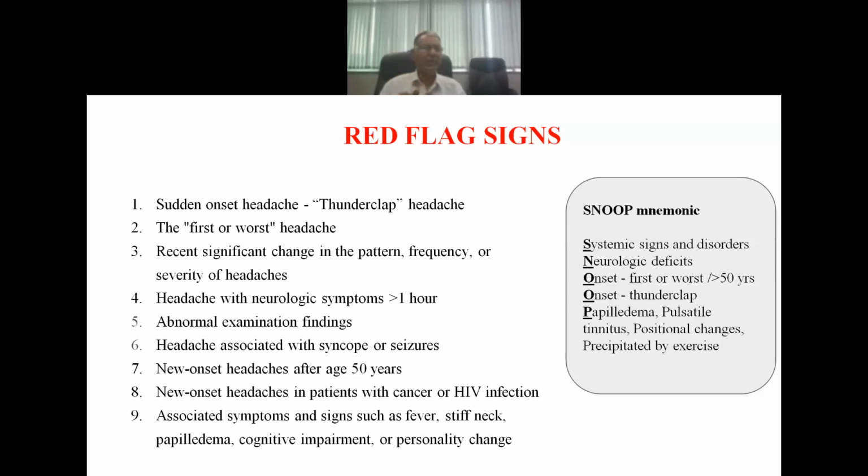Recent significant change in the pattern. The patient has been having headache for the last 8 or 10 years. Probably it was fitting with the diagnosis of migraine, but suddenly in the last 2 or 3 months, the patient started having severe excruciating headache along with some other symptoms. Think that probably you are encountering another diagnosis in the background of migraine. So don't ignore it. Headache with neurological symptoms, I will be talking about once again. Abnormal examination finding: the patient comes with a 3 months history of headache and is having probably monoplegia or some numbness or tingling. Then headache associated with syncope or seizures.